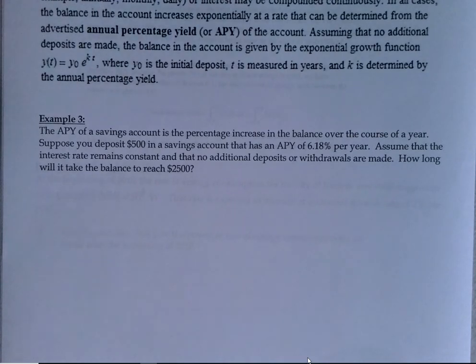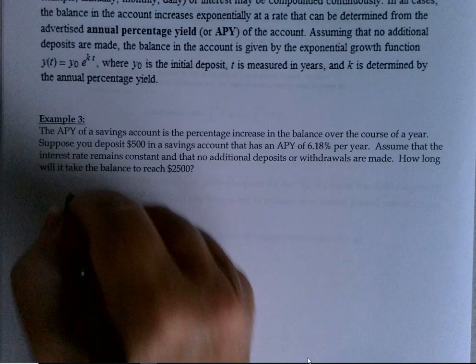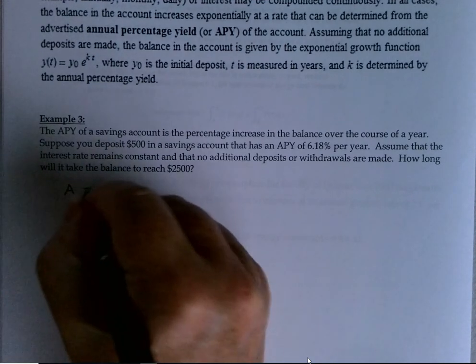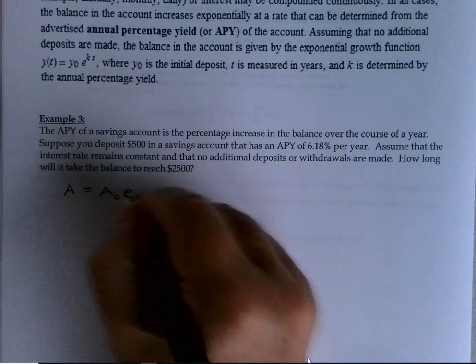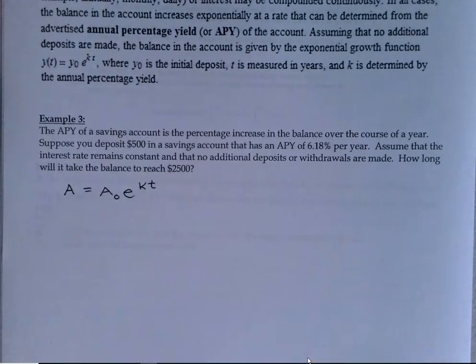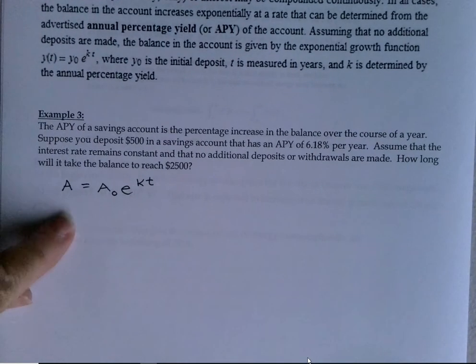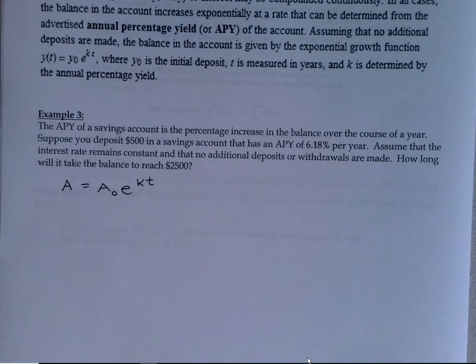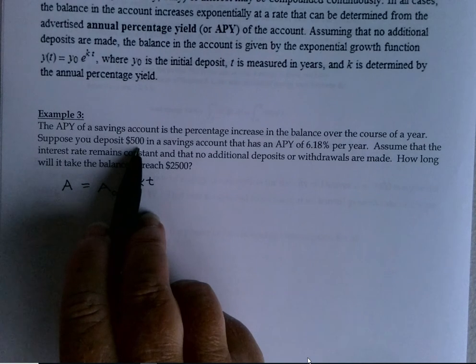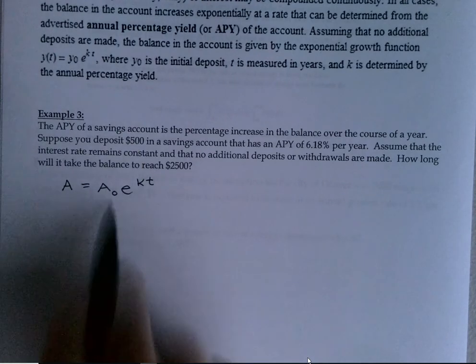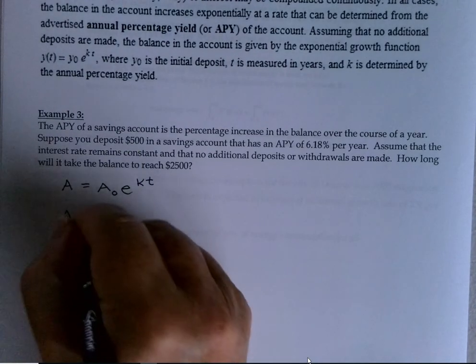Well, in order to answer that question, I'd really like to come up with a model for the amount in the account. And in order to do that, I'm going to say the amount in my account should be able to be modeled as A0, the initial amount, times e to the kt. That's a typical exponential growth function, right? Here we're using y. I'm just choosing to use A for amount. We do know the initial amount in the account is $500. That's what our deposit was. So I know the A0 is 500, and I can put that in right away.